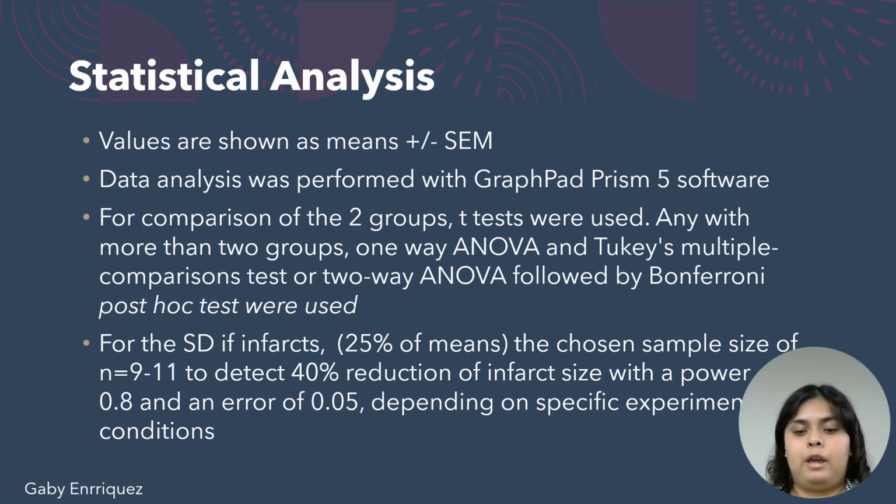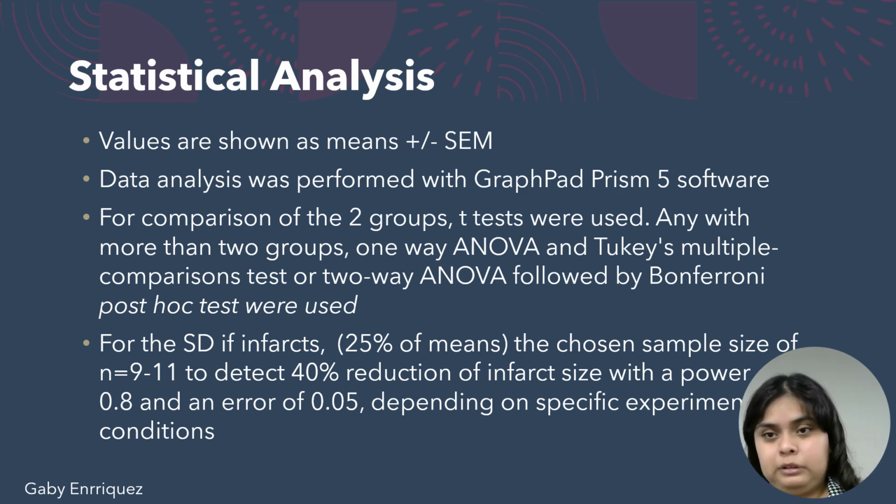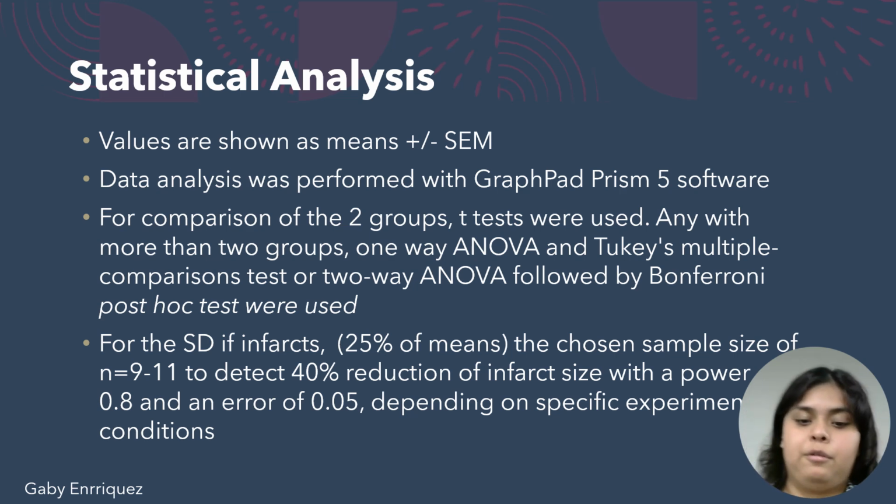For the SD of infarcts, 25% of means, the chosen sample size was n equals 9 to 11. Okay, so sorry about that. So n equals 9 to 11 to detect a 40% reduction of infarct size with a power of 0.5 and an error of 0.05, depending on specific experimental conditions.